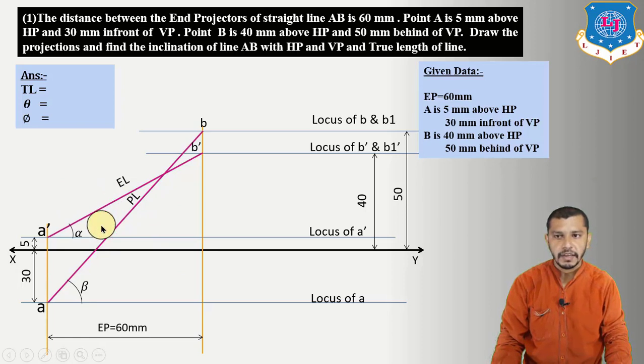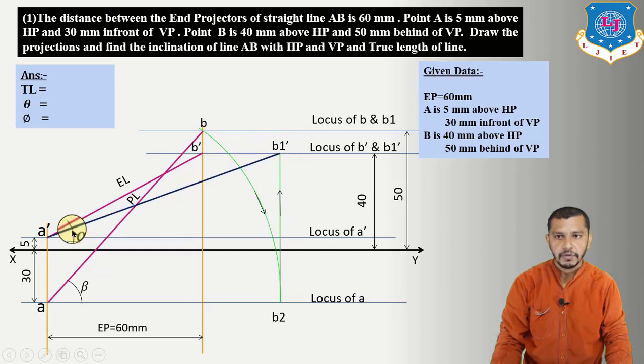So to find the true length, first of all, if you want to find the true length on the elevation side, take A as the center, radius equal to A to B, and give an arc up to the locus of A. Here we will get B2. Now from B2, draw a straight line up to the locus of B dash. So here we will get B1 dash. Now connect B1 dash to A, which will be our true length at an angle of theta.